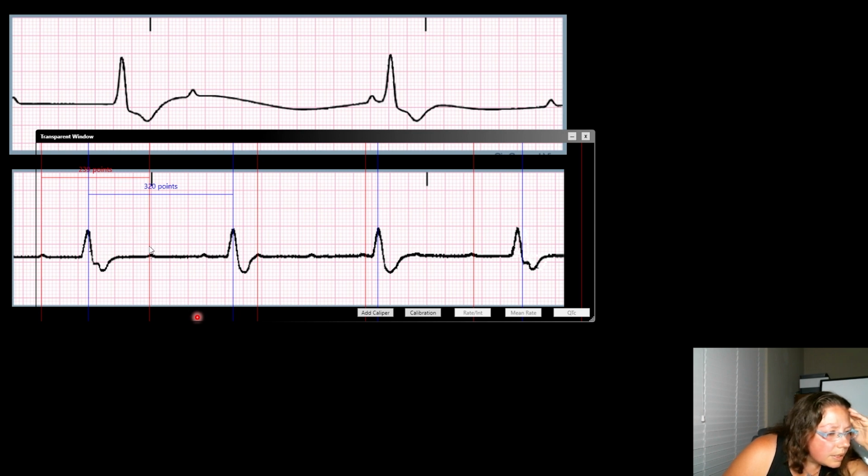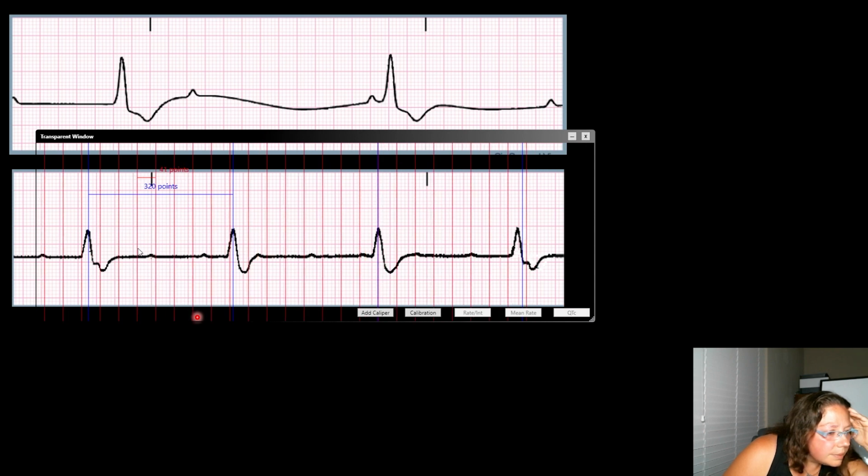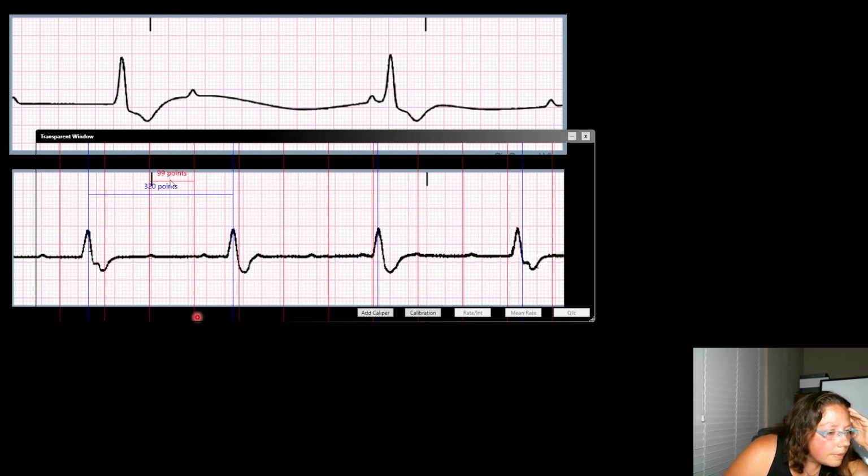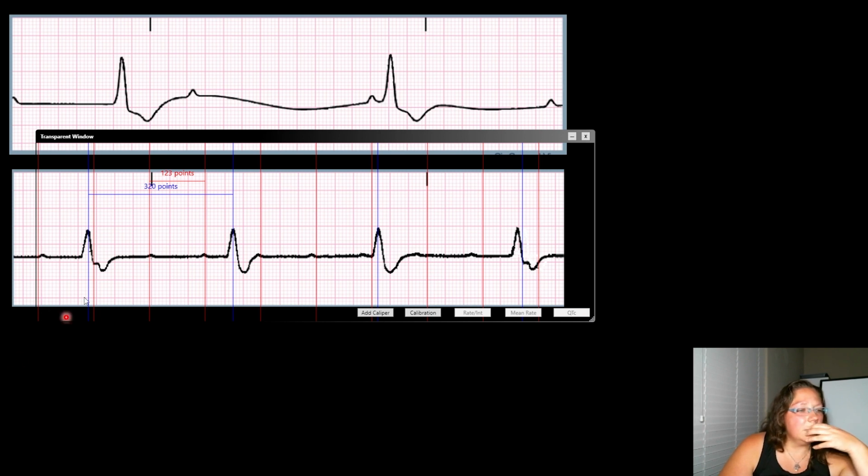Where's that other P wave? I'm going to do this. There we go. Okay. Oh, this is good. Okay. P wave. The P wave is hidden in this T wave, QRS T wave. P wave, P wave, P wave hidden in the T. P wave hidden in QRS.